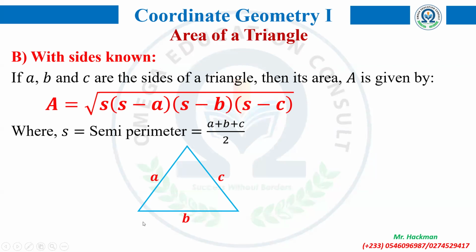Mr. Ackman, please, what's the meaning of semi-perimeter? I just explained though. How do you find the perimeter of this triangle? If the sides are A, B, and C, you sum all the sides around, the distance around. And anytime we are talking about semi, it means half. So you divide by 2. That's why it's called semi-perimeter.